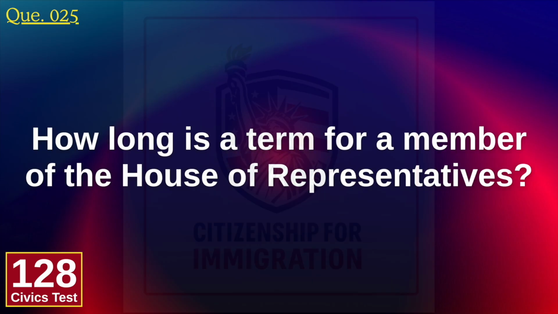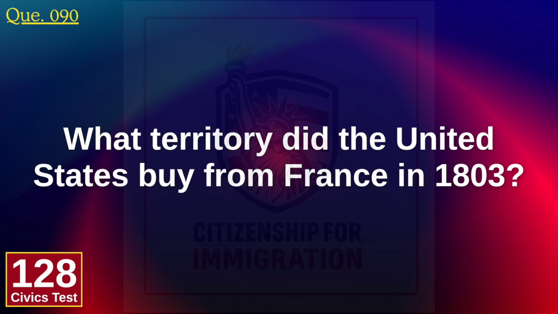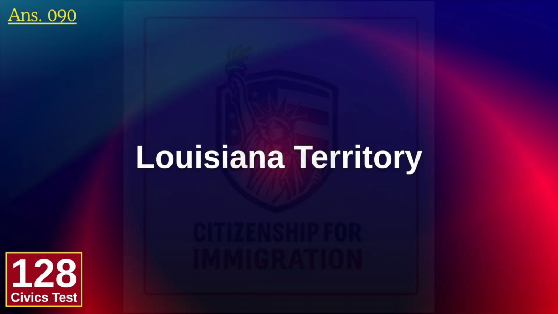How long is a term for a member of the House of Representatives? Two years. What territory did the United States buy from France in 1803? Louisiana Territory.